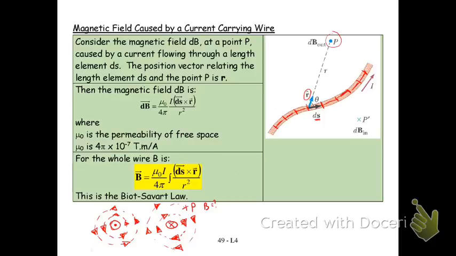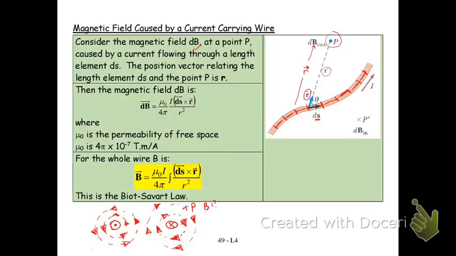We say consider the magnetic field, little dB, the little bit at a point P caused by the current flowing through a length element ds. So just in that little length element, that ds, what's the little bit of magnetism caused there? The position vector relating the length element ds and the point is r. So you could have an r vector going from there to there. This is the magnitude of r, and this is the unit vector r.